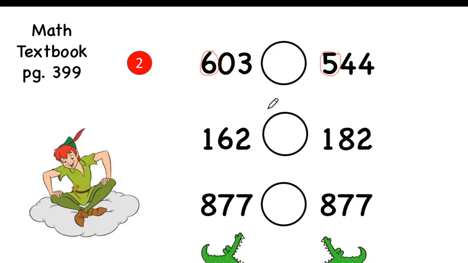603 is greater. Which crocodile will eat it? That one. Or my favorite Pac-Man will come and eat it. The mouth will be open this way. See?